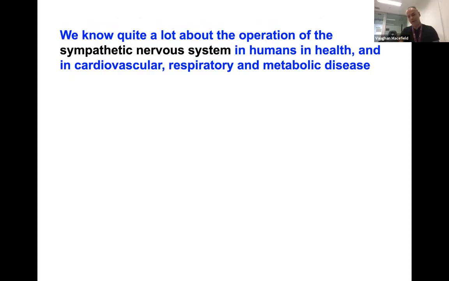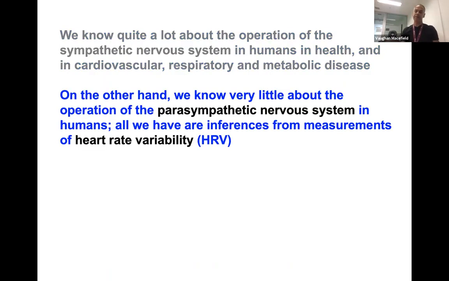Now, a bit of background. We know a lot about how the sympathetic nervous system operates in humans, in health and various diseases, but we know very little about parasympathetic nervous system. Most of that knowledge is very, very indirect and is inferred, really. Inferences from measurements of heart rate variability. So nothing direct. And even the inferences that people make about the low frequency content of heart rate variability, reflecting sympathetic outflow to the heart, there is very little, essentially no evidence to support that.